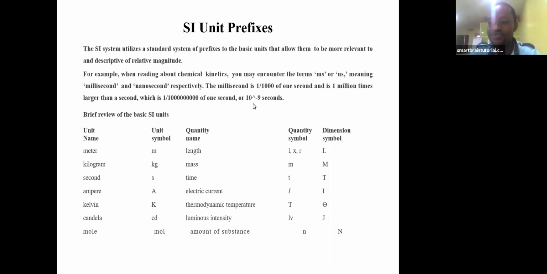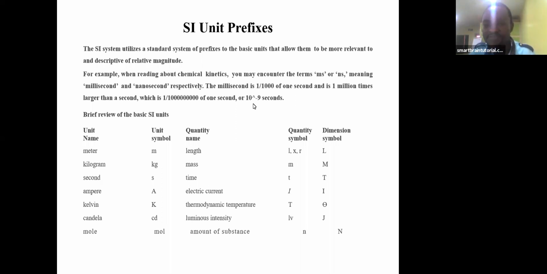Then next we have the candela. The candela is used to measure how bright light is, the brightness of a light, which is referred to as luminous intensity. The unit symbol is cd, while the quantity symbol is L subscript V, and then the dimension used for the mathematical calculation is J.